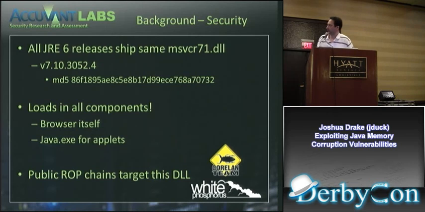One of the big things about security with Java, and everyone really knows about this, is that they ship this DLL, and it's the same version across all 27 updates. So I guess that means they've been using the .NET 2003 compiler for 5 years. This DLL loads in all the components of Java. It loads in the browser plugin, the application itself, and even the JP2 launcher, which I don't know what it needs it for, but I guess for the runtime.